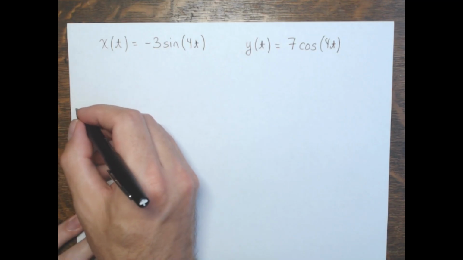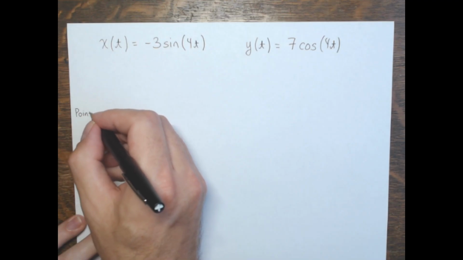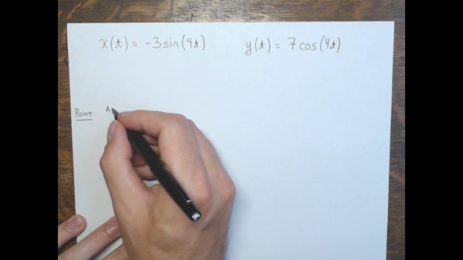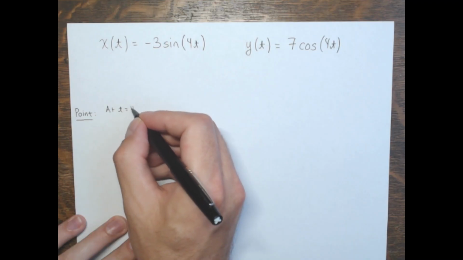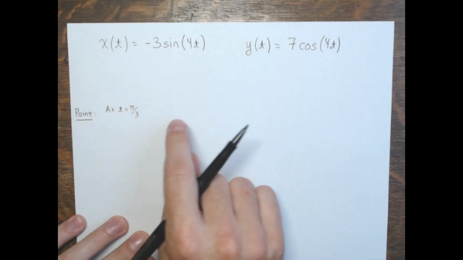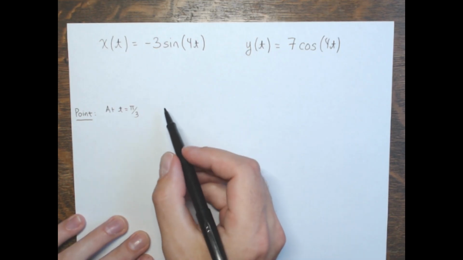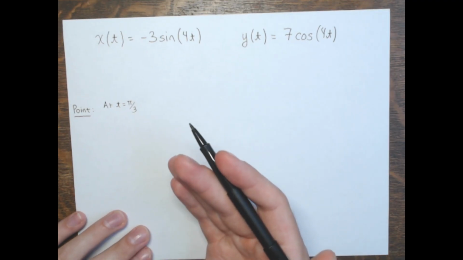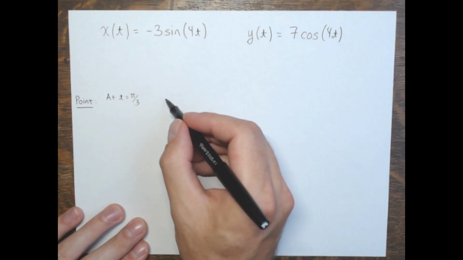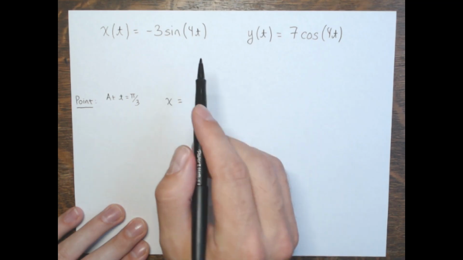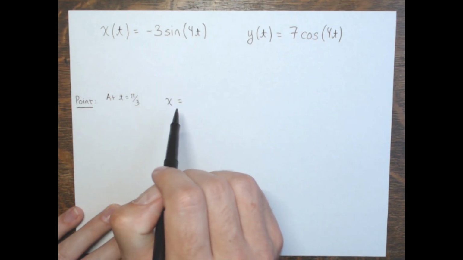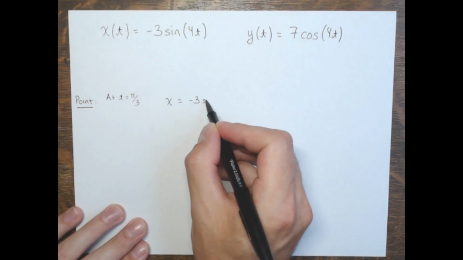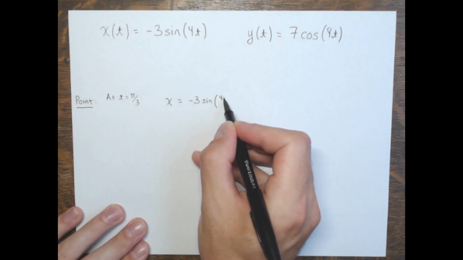First, I'd like the point that we're going to be at, right? What location will we be at first? So at the point where t equals pi over 3, I'll just plug in pi over 3 for t, find the x coordinate and y coordinate. So the x coordinate, you can say x at pi over 3, but the x coordinate will be equal to -3 times the sine of 4 pi over 3.